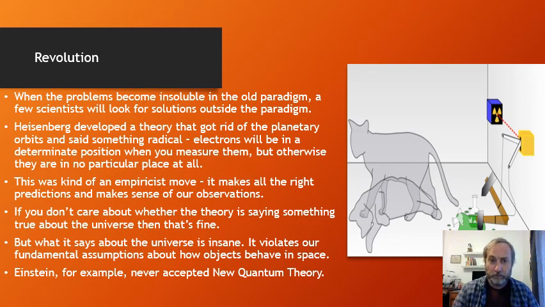But you will get a few scientists who will look for solutions outside the paradigm. And here we have Heisenberg, right? Heisenberg gets rid of the orbit, the system, and says something radical, seemingly insane, really. He says, look, electrons just aren't in any particular position until you observe them, and they'll collapse into a particular place. But otherwise, they're literally in no place or many places at once, right? This is called superposition. This is one of the fundamental crazy posits of quantum mechanics.